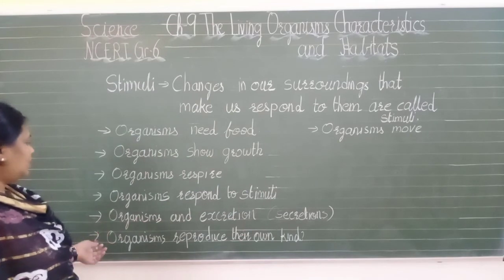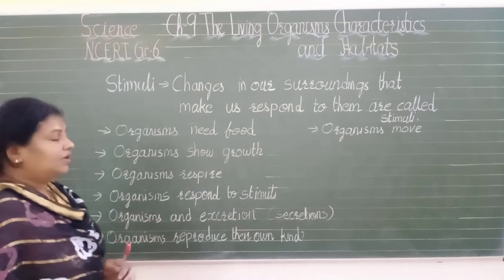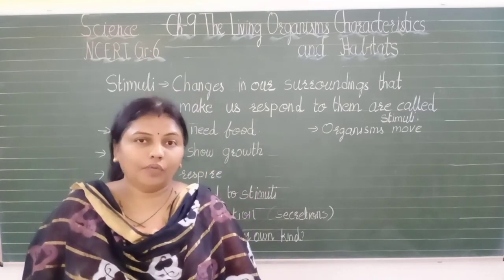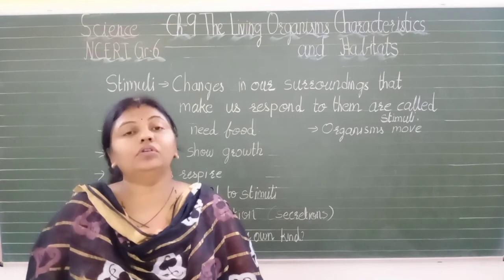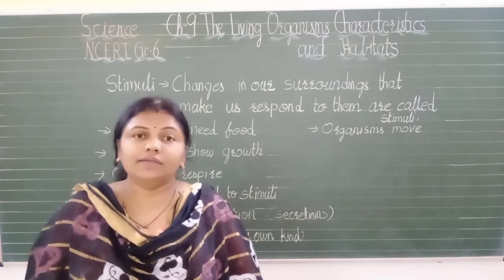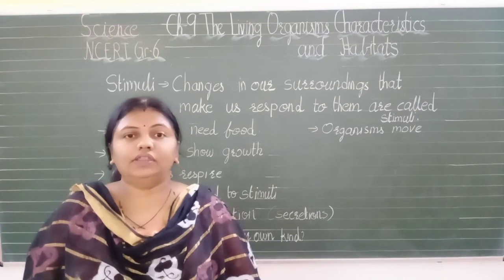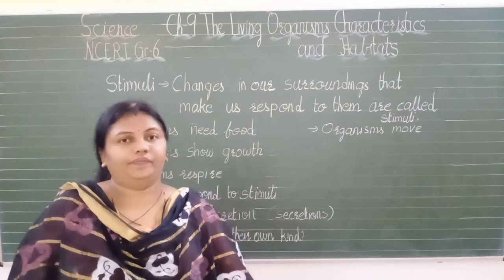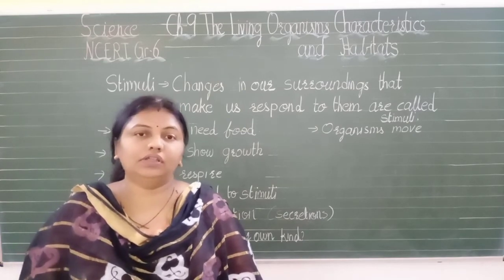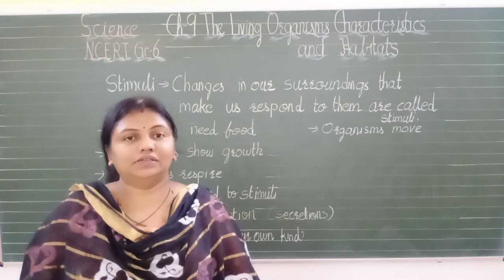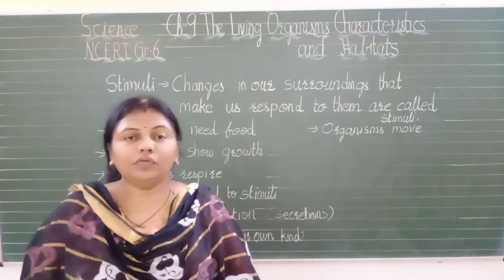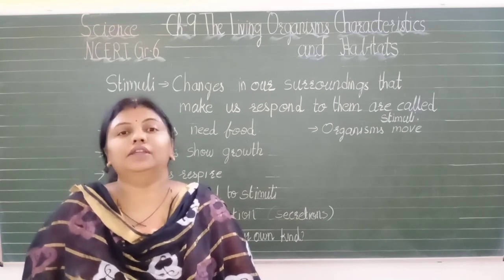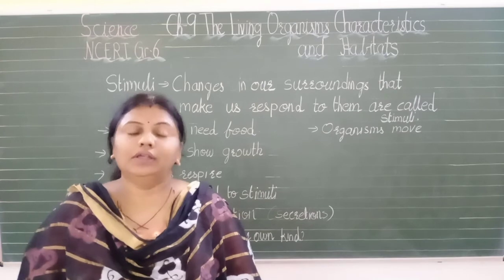Now organisms and excretion. Yes, we always remove waste products from our body. Even plants also remove waste products. Sometimes they store them in such a way that it is not harmful to the plant. Excretion is always found in human beings, but in plants it is also known as secretion, the removal of waste products. It is also observed in aquatic plants, in human beings, and in all living creatures.